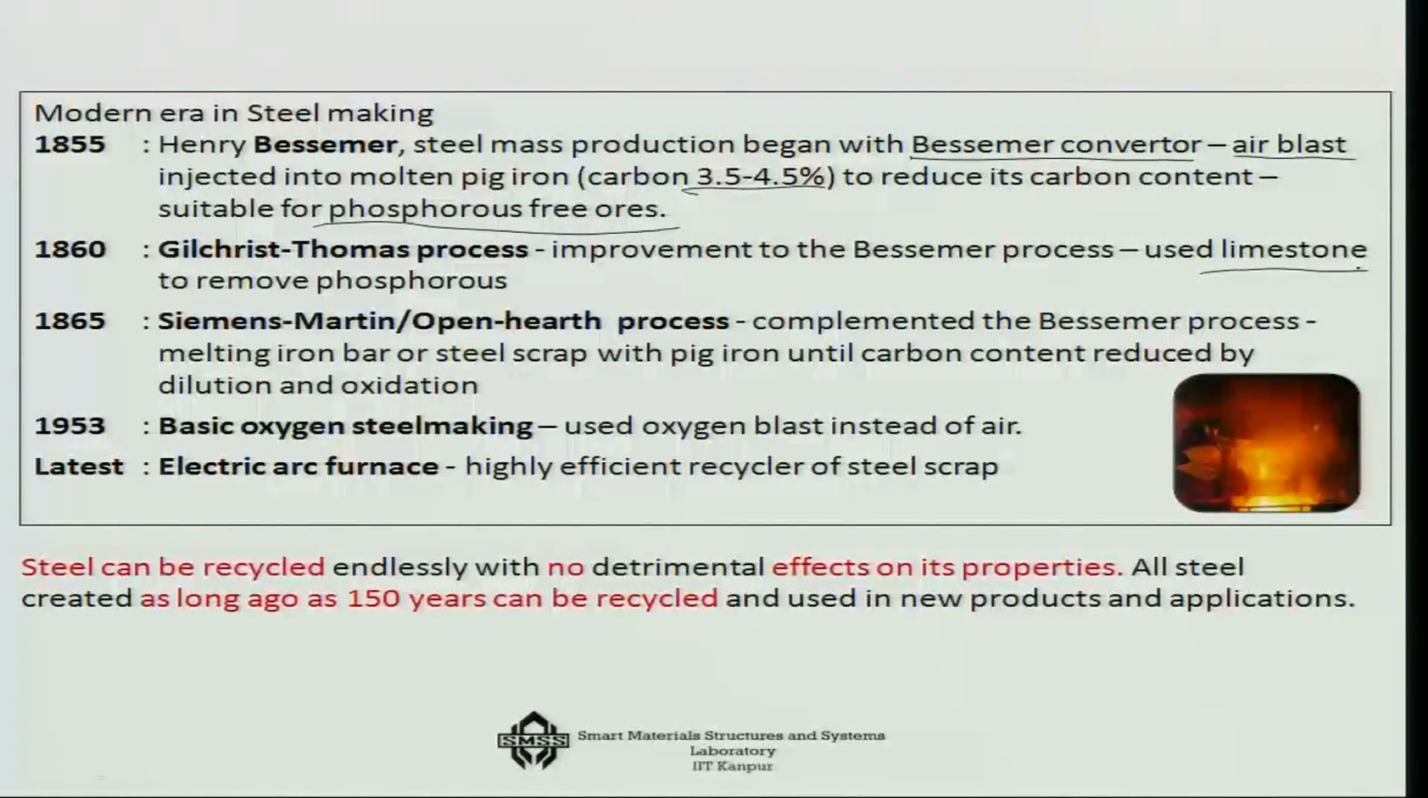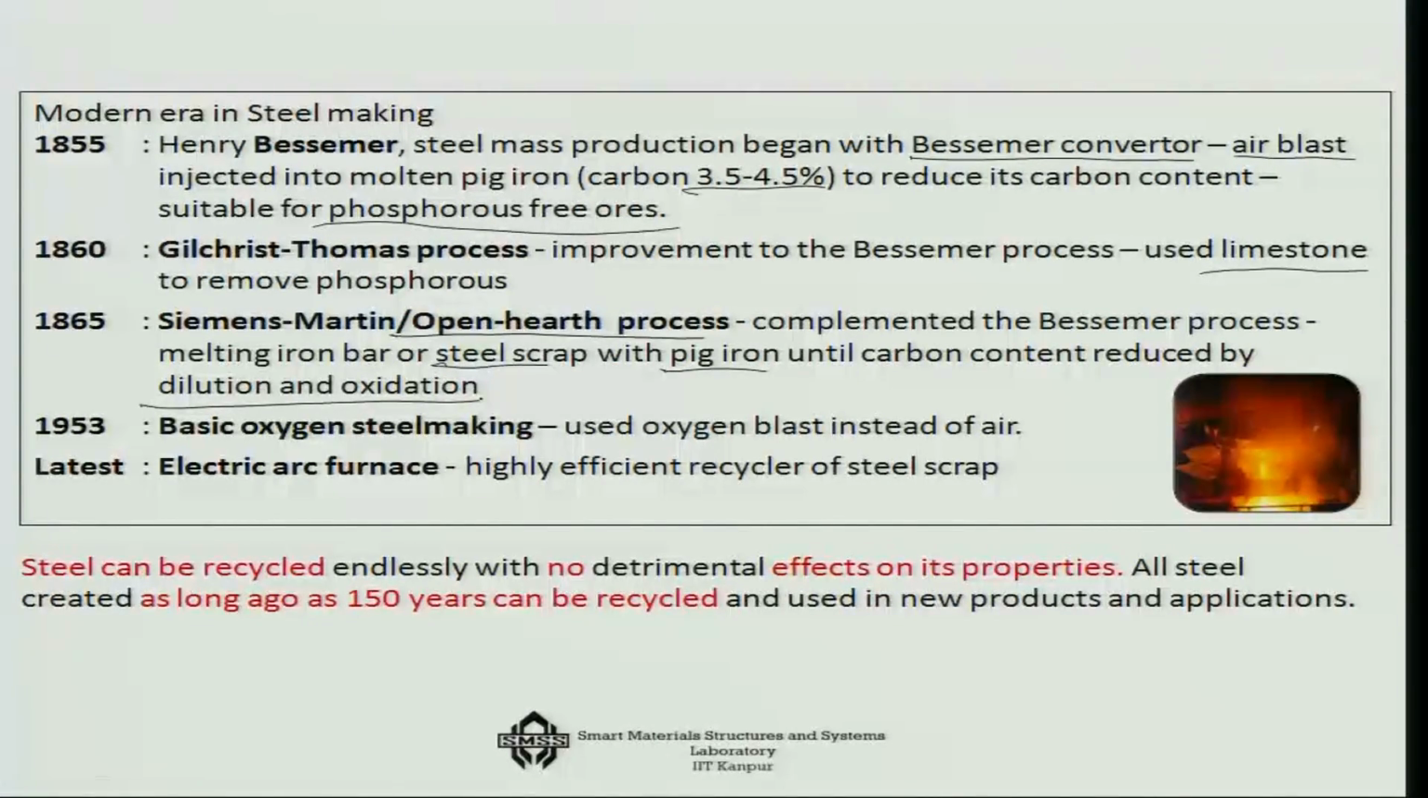In 1865 came the famous open hearth process. That is also known as the Siemens-Martin or open hearth process, and in this process what they do is that they mix steel scrap with the pig iron. That actually helps in reducing the carbon content by dilution or oxidation. So, that is in 1865.